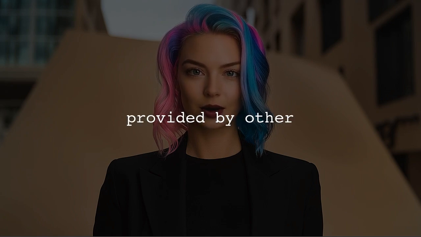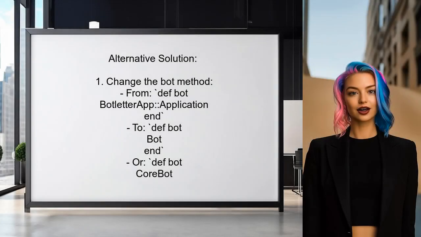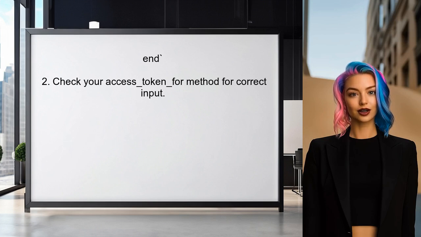Now, let's look at the answers provided by other users. An alternative approach suggests simplifying your bot method. Instead of referencing the application directly, you can use just the bot or core bot model. This change should help you align with the template code provided in the Facebook Messenger gem documentation.